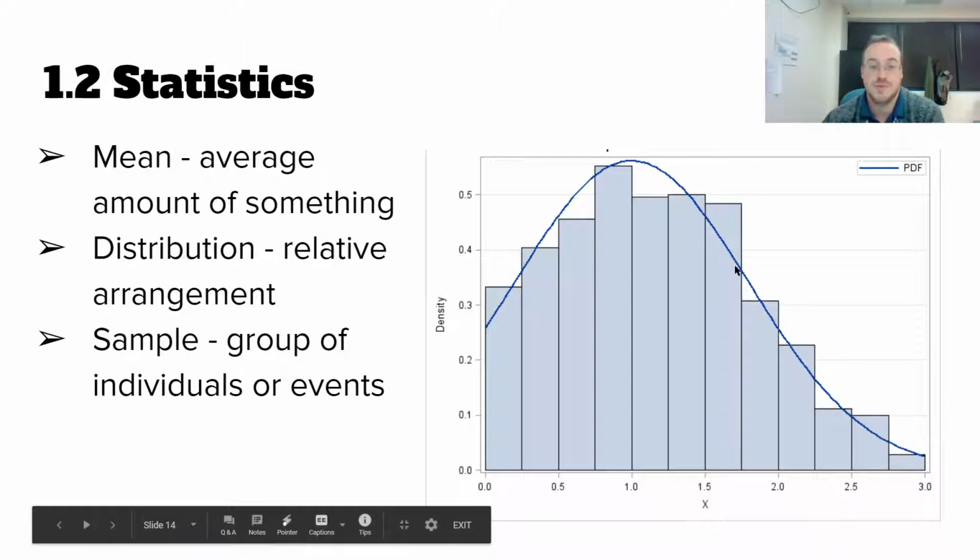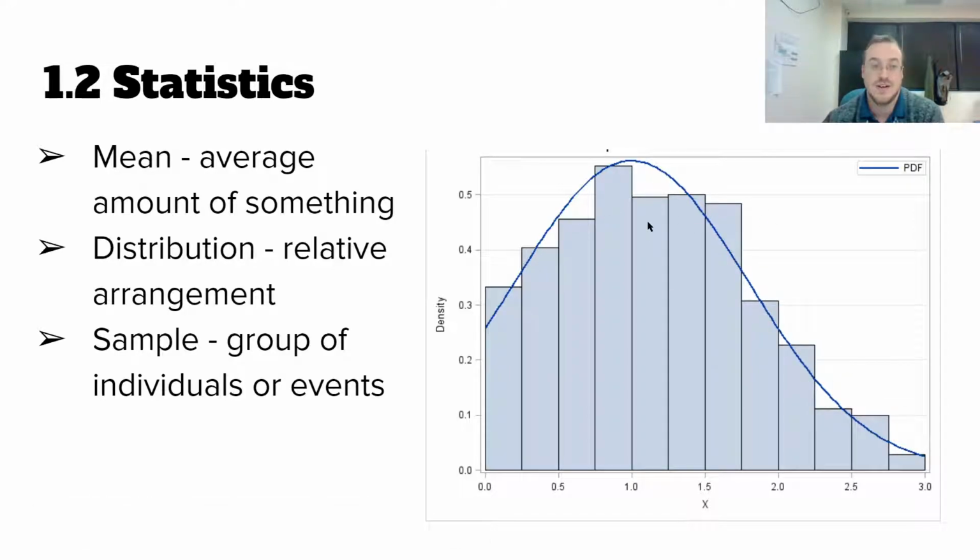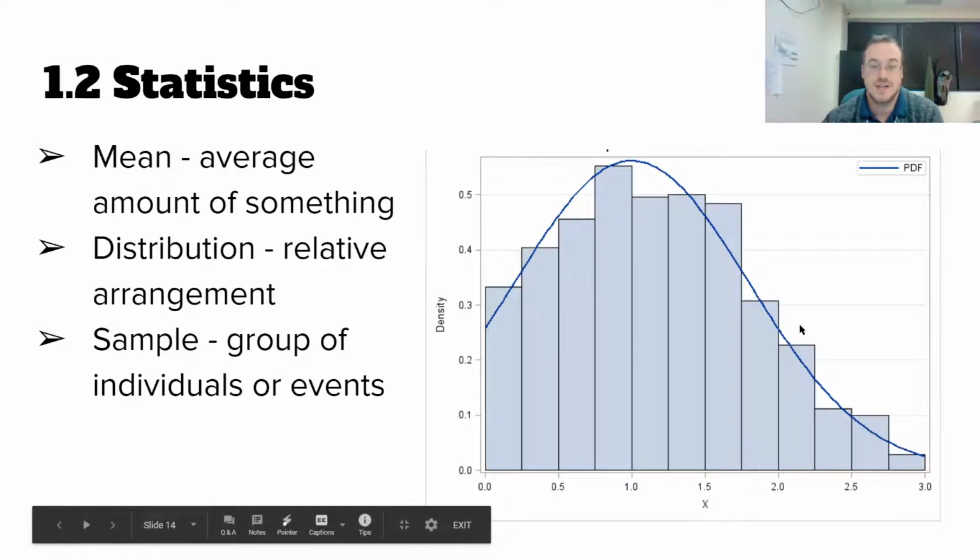All right? So it's distributed to the left here. You might have heard of something called a bell curve. Bell curves talk about distribution as well. Each of these columns in this graph would be a sample.